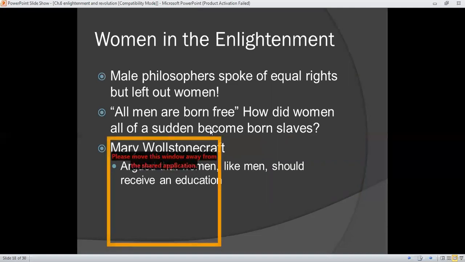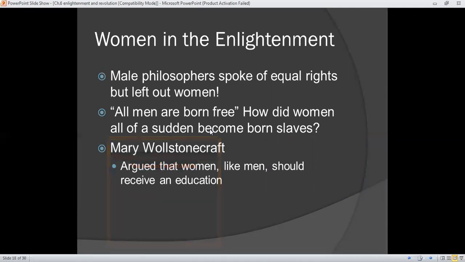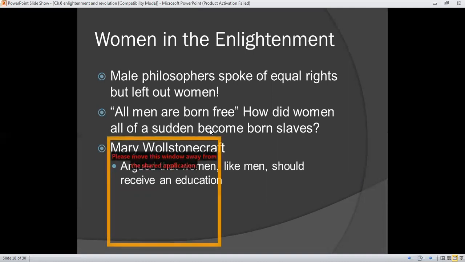Now, even though all of the previous philosophers were arguing for freedom and equality, no absolute monarchy, and separation of powers, none of them mentioned women. None of them mentioned that women get the right to, for example, get educated, the right to work, or any rights at all.